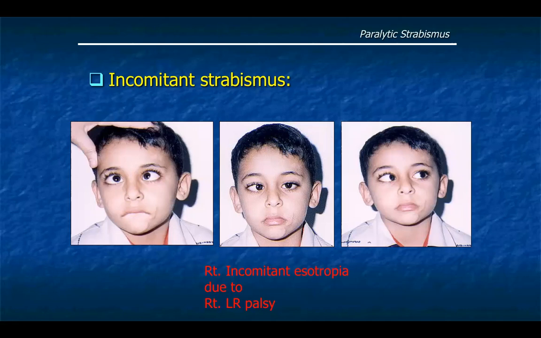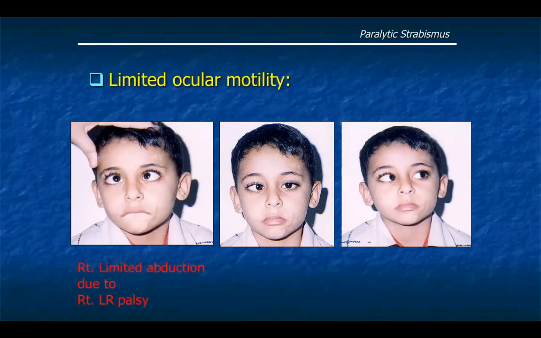And on gaze to the left side, both eyes move normally. So the angle of strabismus is moderate in the primary position, it's very large on gaze to the right, and there is almost no strabismus on gaze to the left. So this is incomitant strabismus, which means unequal angle of deviation in different directions of gaze. The angle of deviation is maximum in the direction of the paralyzed muscle. There is limited ocular motility. Here there is right limited abduction due to right lateral rectus paralysis.